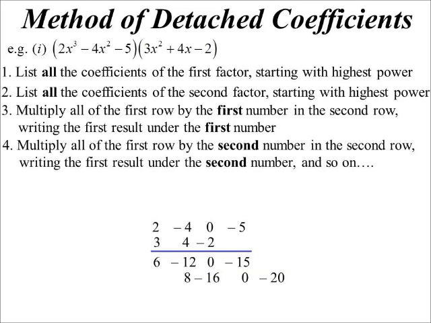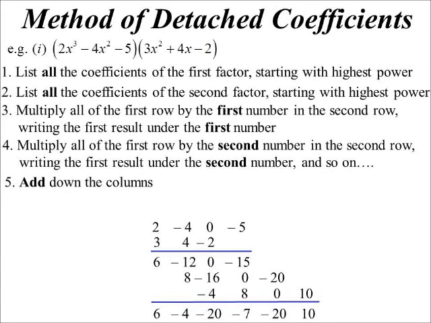Now I'm going to multiply everything by 4, but I will start in the second position. So it'll be 8, -16, 0, -20. Now I'll multiply everything by -2, but I will start in the third position. So basically I start under the number I'm multiplying by in the second row. And then we simply add down the columns, and there's my answer, starting with the highest power.